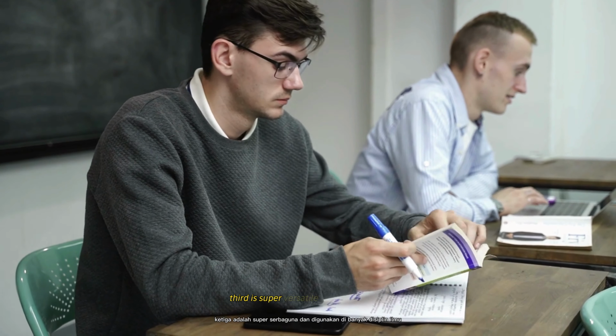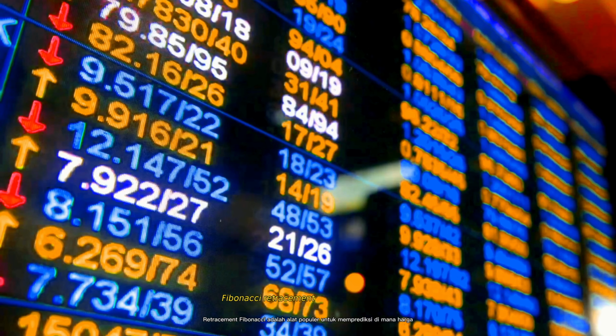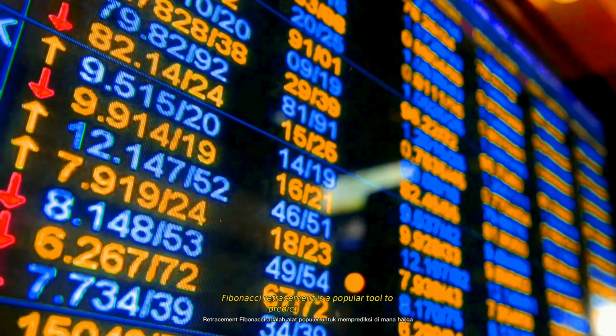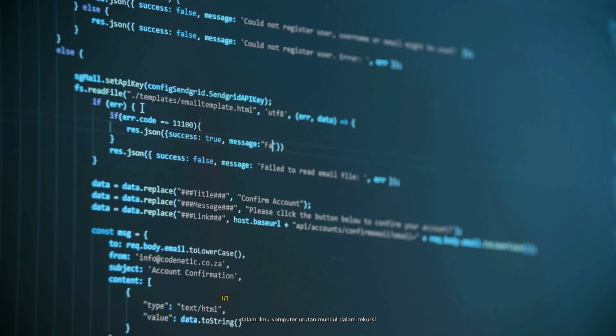Third, it's super versatile and used across many disciplines. In finance, for example, Fibonacci retracement is a popular tool to predict where prices might bounce or reverse in stock trading. In computer science, the sequence pops up in recursion, efficient algorithms, and even in fancy data structures like Fibonacci heaps.